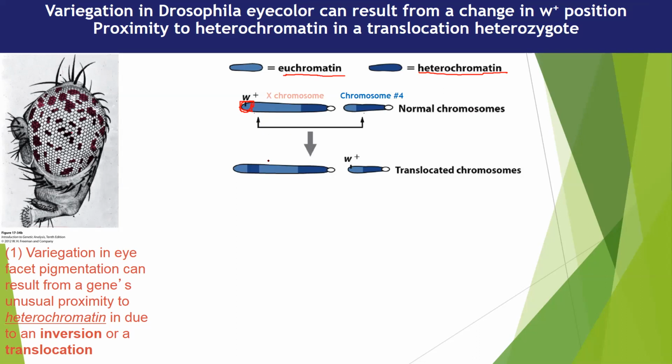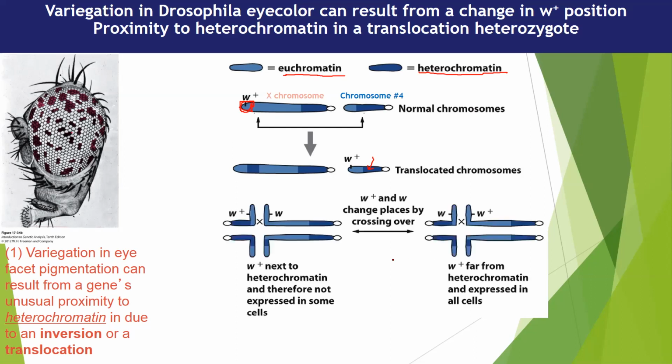However, if there's a translocation, if this gene has been translocated to chromosome number 4, and it is very close to this heterochromatin region, sometimes it cannot be expressed, so it will be silenced. And sometimes it can be expressed, depending on how close it is, or depending on the cell environment, some other factors in the cell. So this is the situation.